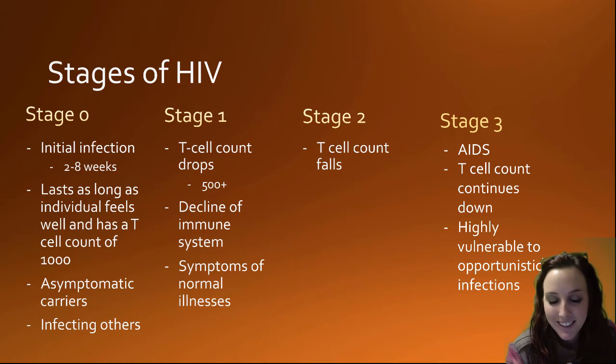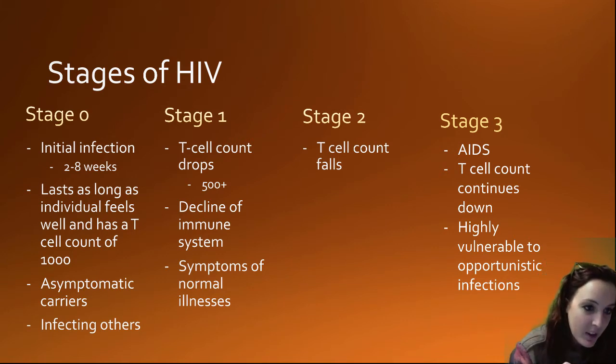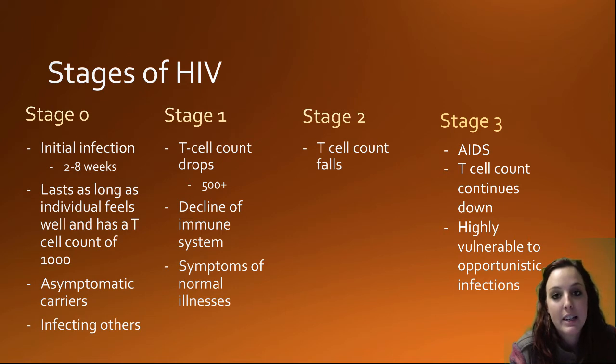They created a stage zero. Wouldn't have been my idea, but first you have the stage zero, and this is the initial infection with this virus. And this can occur within the first 2 to 8 weeks after engaging in sex with someone who also has this infection. Now, stage zero lasts as long as the individual continues to feel normal. So, like I said, this is kind of similar to being asymptomatic. They have a T cell count of at least 1,000, but they are at this point asymptomatic carriers of the HIV virus. So, they are infecting others if they are engaging in sexual exchanges with others without using protection.